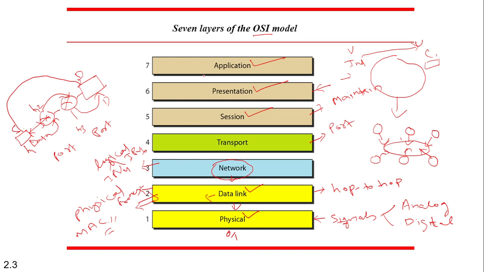Now the application layer is directly connected with a user. A user may initiate any sort of application, like file transfer, which is an application. Remote desktop connection is also an application.